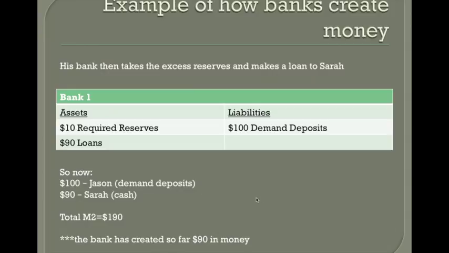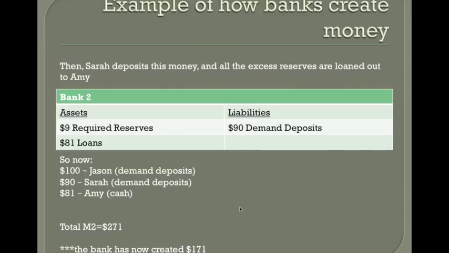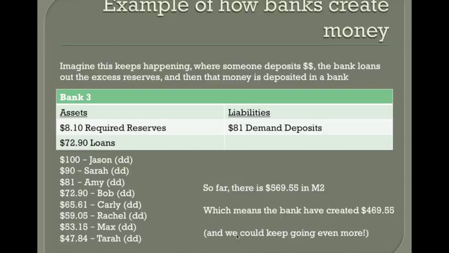But we could go even further with this, okay? Let's say Sarah takes that money to her bank and she deposits it, and then all that money that could be loaned out, 10% is kept in required reserves, but 90% is loaned out. Now, Jason has $100 in demand deposits, Sarah has $90 in demand deposits, and this girl named Amy, she now has $81 in cash. So now our M2 is $271, and the bank has created $171. But of course, we keep on going farther than that.